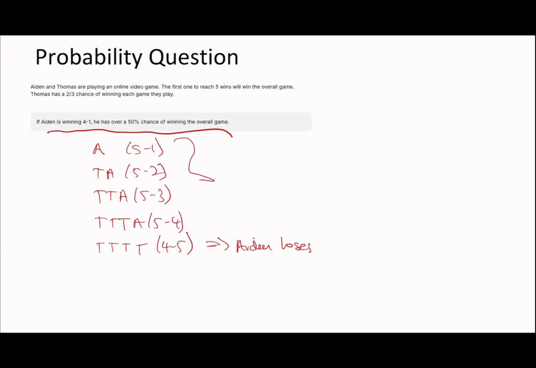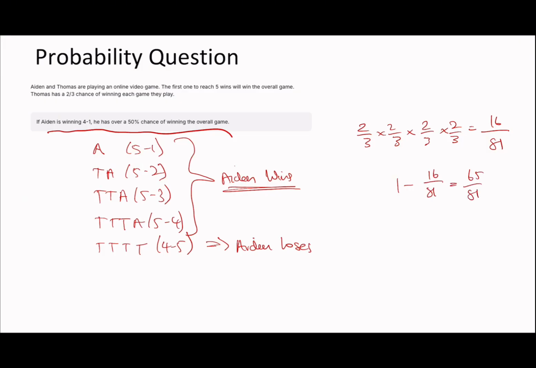So the point here is, instead of working out the individual probabilities for the 4 areas where Aidan wins, it's way faster to just work out the probability for the 1 area where Aidan loses and then do 1 minus. This is a really useful tool that we have to get used to. So the probability of Aidan losing is the probability of Thomas winning every game, which is 2/3 times 2/3 times 2/3 times 2/3, which is 16 over 81. So 1 minus 16 over 81 is 65 over 81.